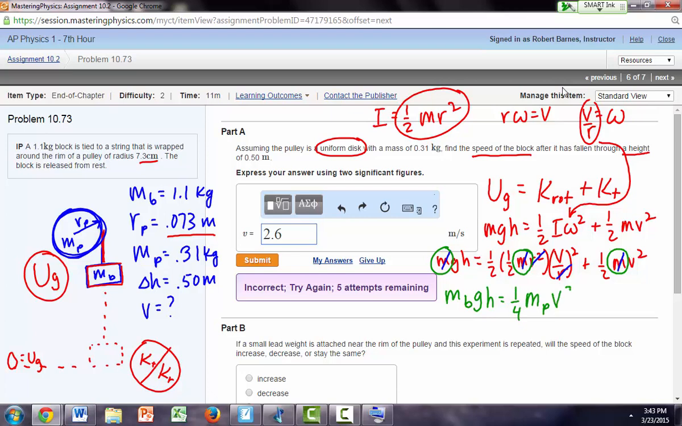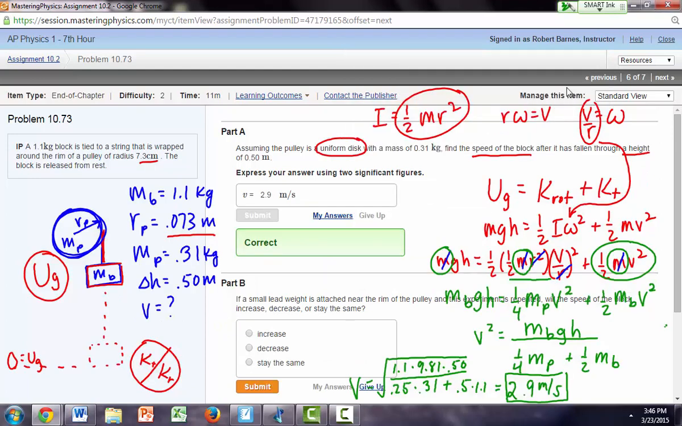I can still have my v squared there, that's still the tangential speed of the pulley, so I can leave that, plus 1/2 mass of the block v squared, because this is translational kinetic energy, that's the block's kinetic energy, this here is the pulley's kinetic energy, so I have to have the mass of the pulley in there. Okay, now let me substitute in some of this information. So the block has a mass of 1.1 kilograms times 9.81. Let me solve first for v, sorry, and then I will substitute in. So I'll do the substitution step last.